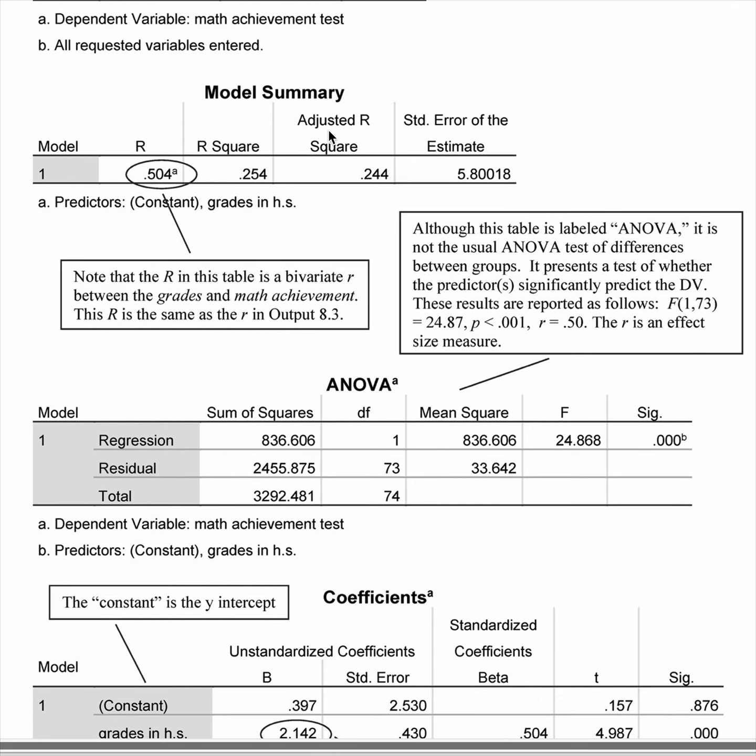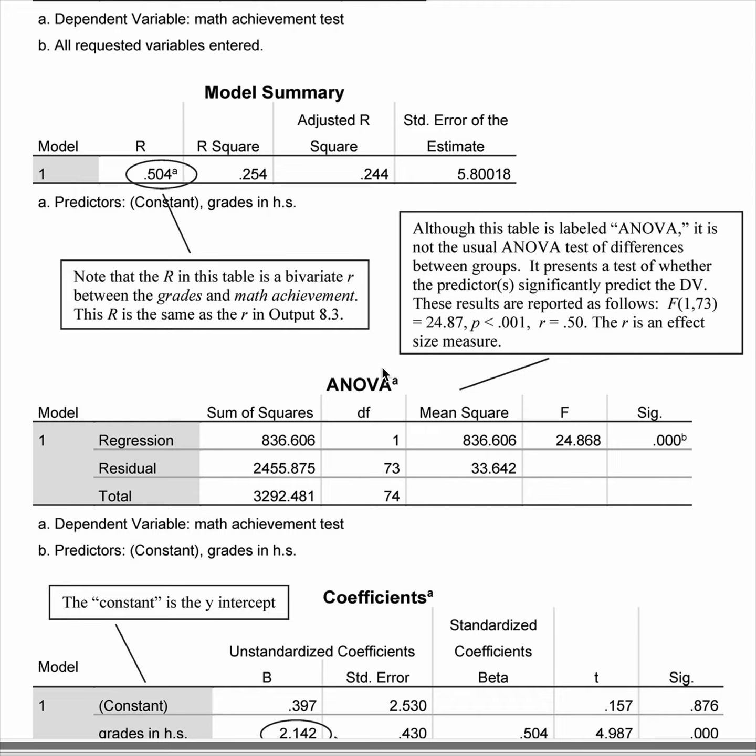The next table is the model summary table. In this table, you're given an R value, which is the relationship between grades and math achievement. This is the same one that's also found in figure 8.3 in the text. So this is what's important right here.